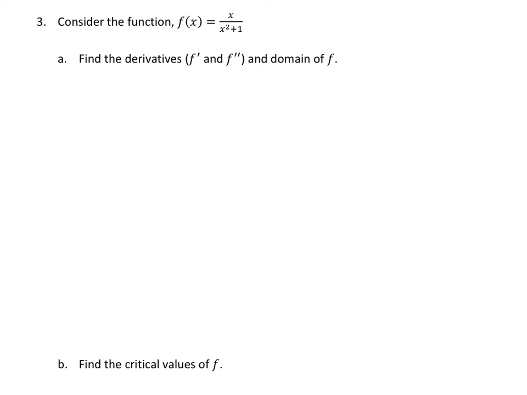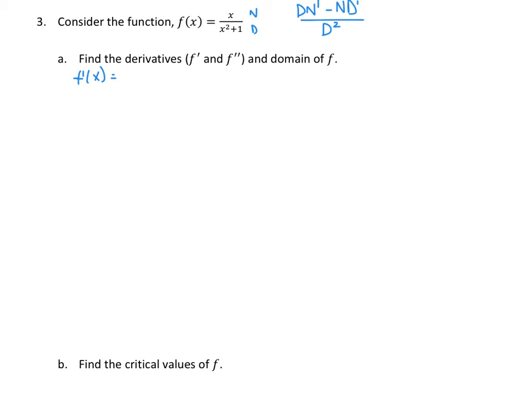So first, finding the first derivative, f prime of x here, we're going to have to use the quotient rule because notice here we have a numerator and a denominator. So recall that the quotient rule looks like denominator times the derivative of the numerator minus the numerator times the derivative of the denominator, and that's all divided by the denominator squared.